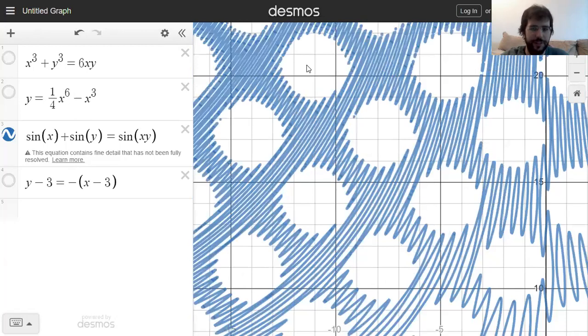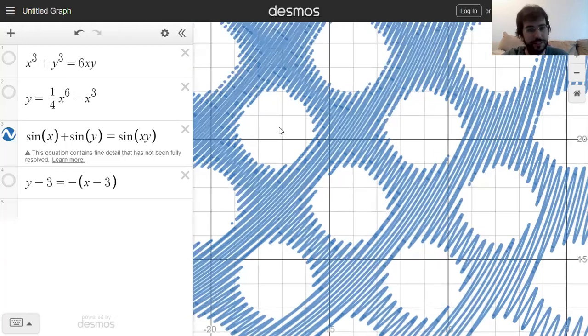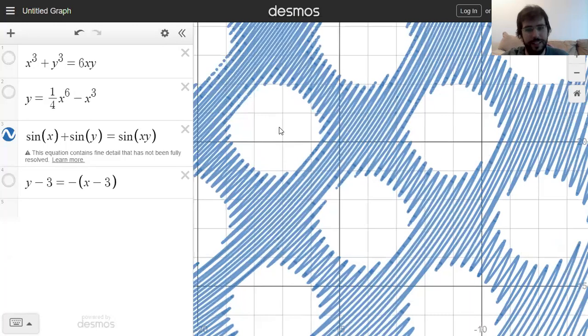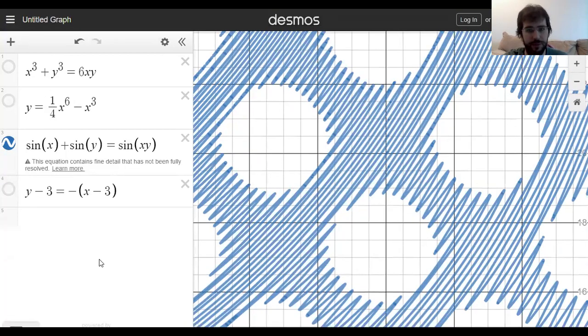There are these holes in here, which are great. I love these holes. And I believe that they're not circles. They're roundy shapes, but they're not circles. So hopefully it's pretty clear that this doesn't pass the vertical line test. You draw a vertical line anywhere and it's gonna cross the graph way too many times. Pretty sure it's gonna cross it infinitely many times.